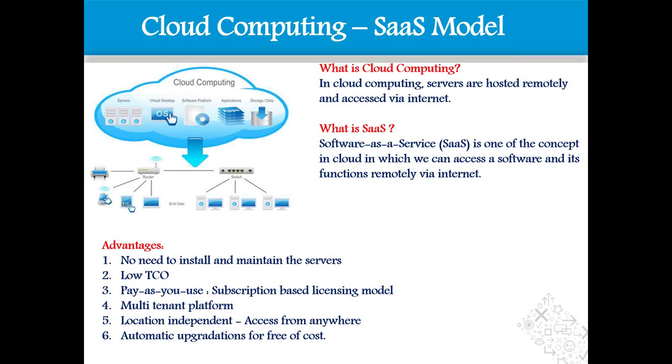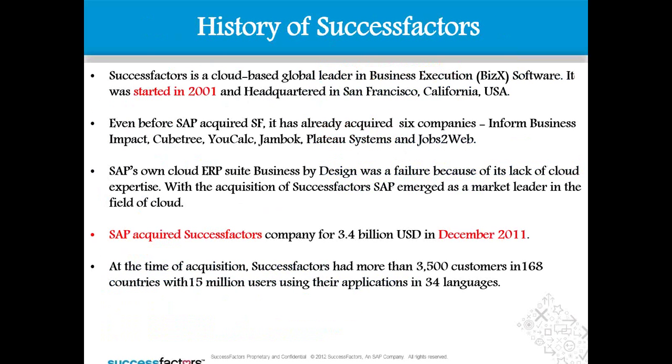And this is purely a pay-as-you-use, subscription-based licensing model. This supports multi-tenancy, which means a single application server is used by multiple customers, and each customer is called a tenant. This is location independent, that is, we can access it from anywhere provided we have an internet connection. And the upgrades would be free of cost and automatic.